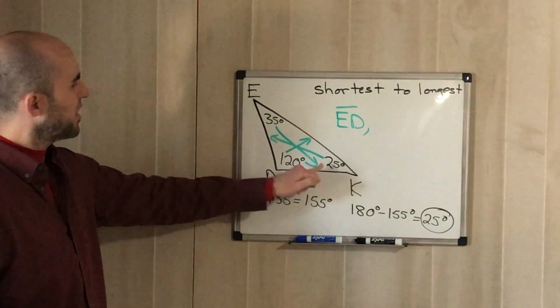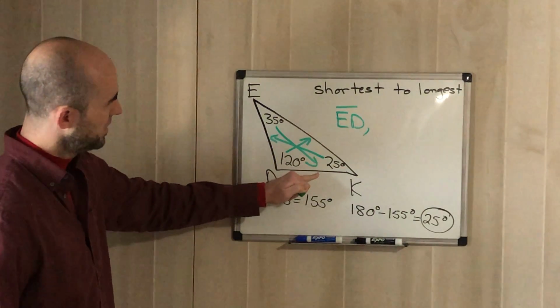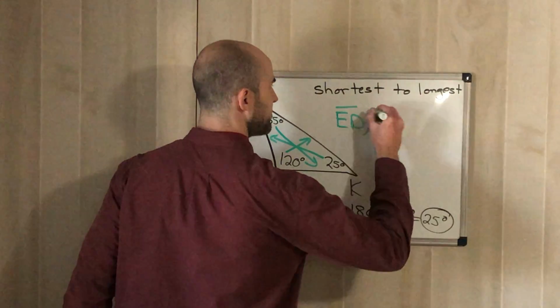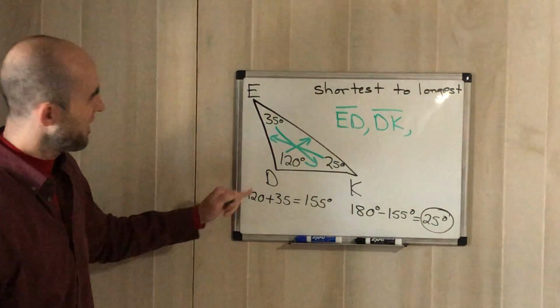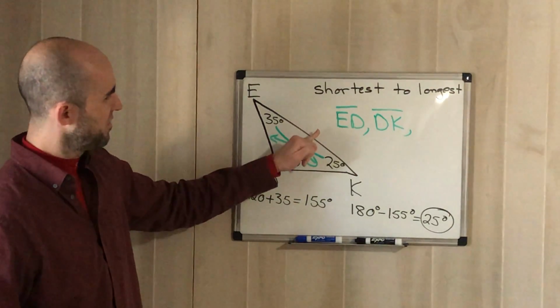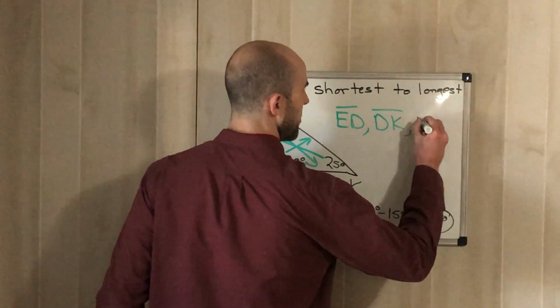After the 25 comes the 35. We know the 35 goes to the bottom. The bottom is DK, so that's our middle side. And then we know that our biggest angle is 120. The 120 goes to the right. This side is EK, so that's our biggest.